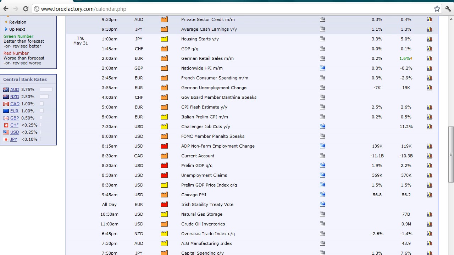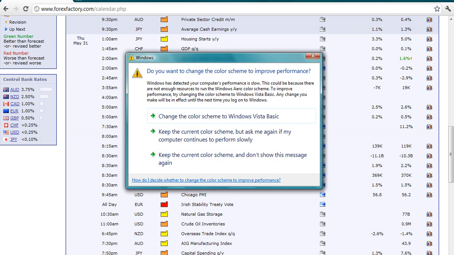On Thursday, we have ADP non-farm employment change, forecast at 139,000, previously was 119,000. We also have US GDP data, quarter on quarter, forecast at 1.9%, looking for a decrease there. Previous was 2.2%. We also have the weekly jobless claims, and Eurozone.